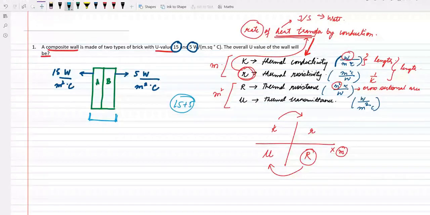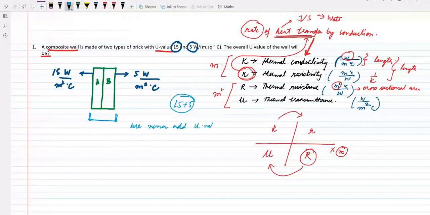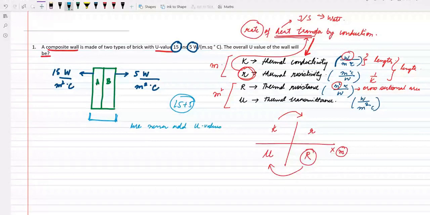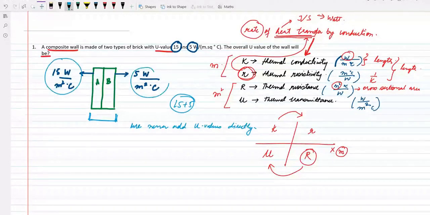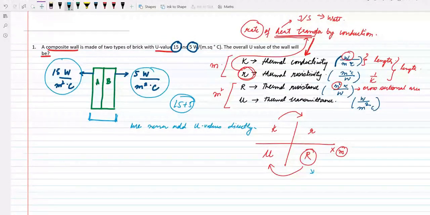Write a note that we never add U values directly. Rather, what we can do is, we can convert the individual U values in terms of R value. We add up the R values and then convert it to U value. That can be done, but we cannot add U values directly.